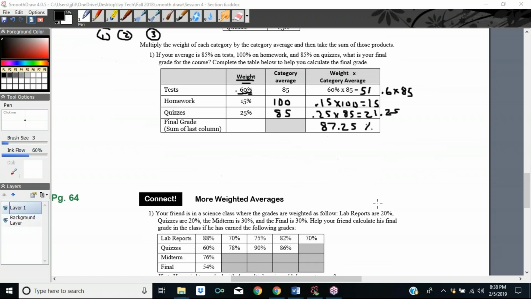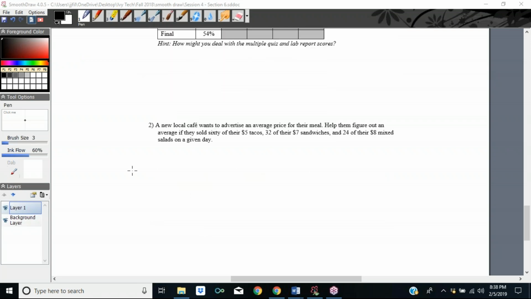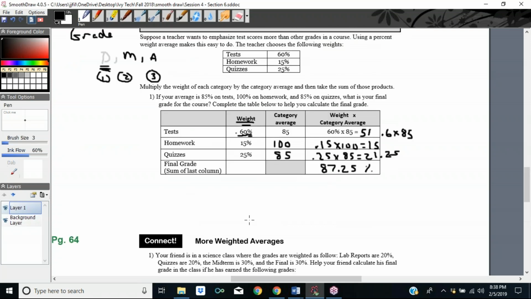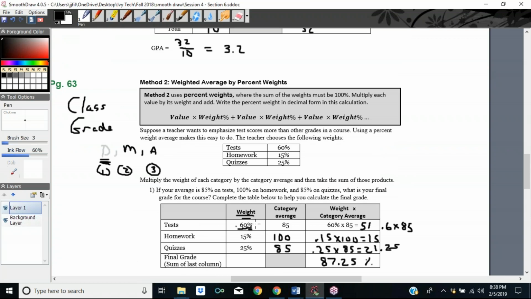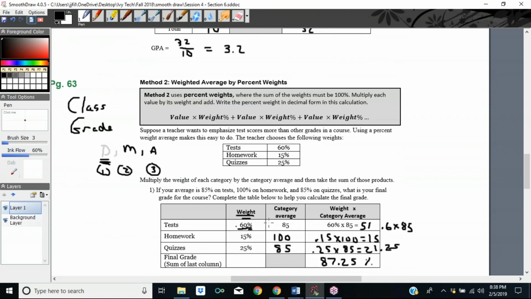So those are our two methods. And before we do number 1 on page 64, I want to look at number 2. So I'm going to do this one first. It says a new local cafe wants to advertise an average price for their meal. Help them figure out an average if they sold 60 of their $5 tacos, 32 of their $7 sandwiches, and 24 of their $8 mixed salads on a given day. Which of the two methods that we just looked at would this be similar to? Method 1 with the GPA or method 2 with the class grade?